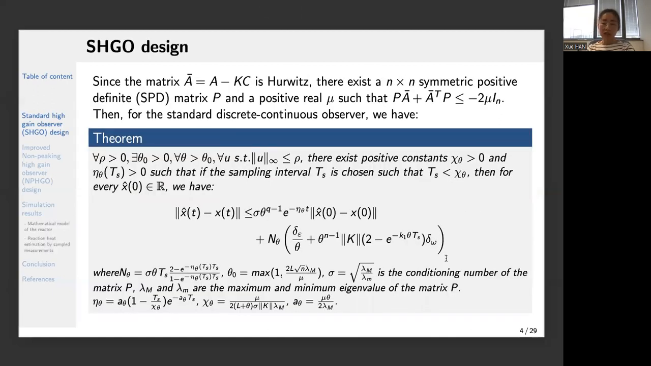For the considered observer, we have this theorem. That means for any bounded input U, the observation error x hat minus x exponentially converges to 0, or to a very small value. In the following, I will give the proof of this theorem.